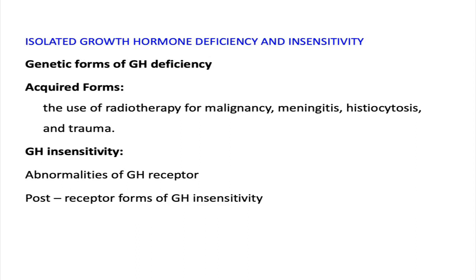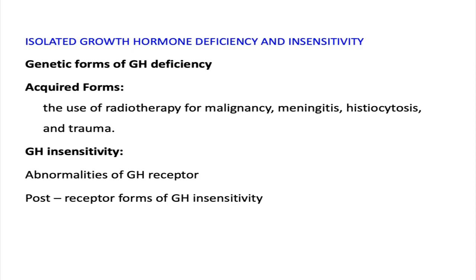Isolated growth hormone deficiency and insensitivity. In addition, there is also a genetic form of growth hormone deficiency, that is inherited forms, and also there is an acquired form, and the most important is the use of radiotherapy for malignancy. Previously we used radiotherapy for the treatment of patients with leukemia when there is CNS involvement. In addition to that, meningitis, histiocytosis, and trauma. So these causes may cause either isolated growth hormone deficiency, or they may cause multiple pituitary hormone deficiency.